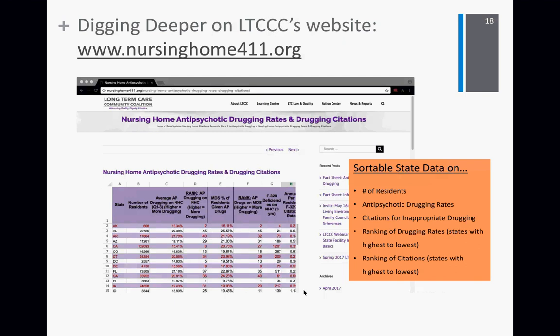So what we have on the website here, you can see, is the nursing home antipsychotic drugging rates and drugging citations. Here we have the data for each state. So if you're advocating on a state level, if you're looking to see what's going on in your state, perhaps you're talking to a state legislator or someone in Congress in your community, you can use this information to find out what is going on in your state and how that compares to other states. So here we have the number of residents, the antipsychotic drugging rates, the number of citations, and the ranking. We've ranked it in terms of the level of antipsychotic drugging within the state and the level of citations. How often are the states citing in comparison to the rate of drugging?